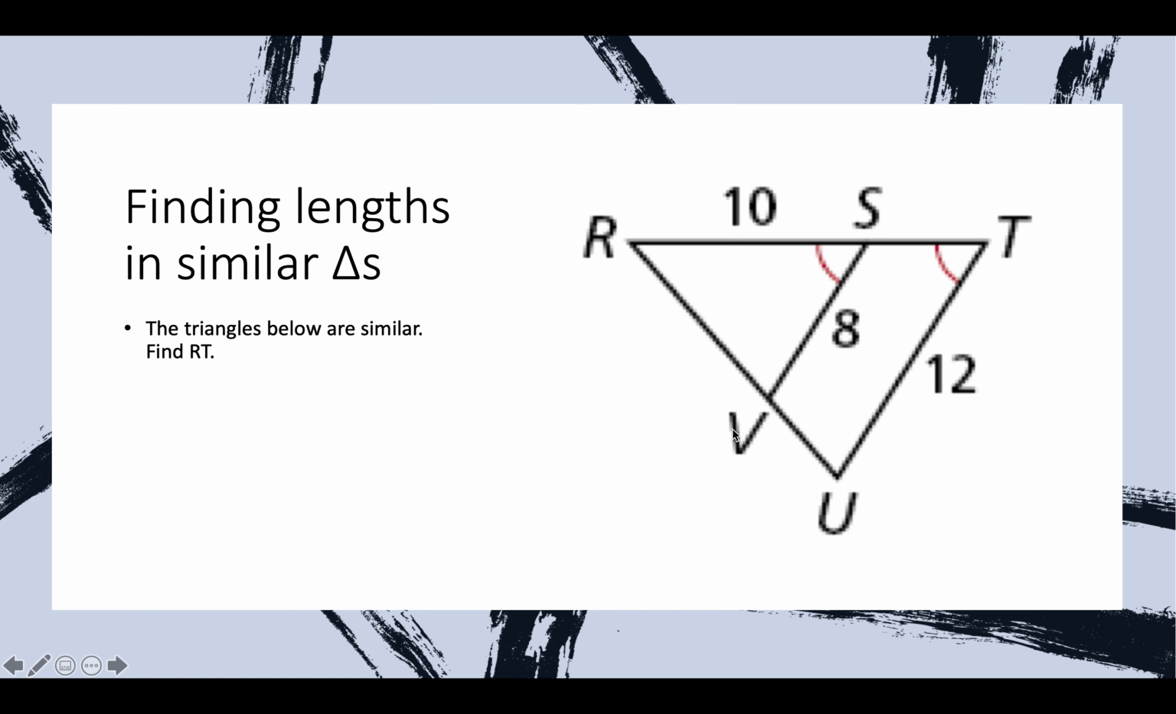So 10 over 8 equals x over 12. So we cross multiply. 120 equals 8x. And then divide both sides by 8. So x equals 120 divided by 8, which is 15. That's the whole length from R to T, 15, and we're done.